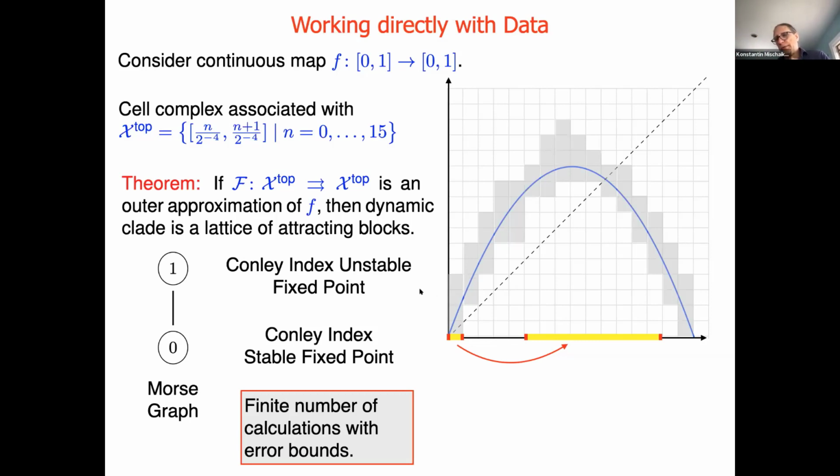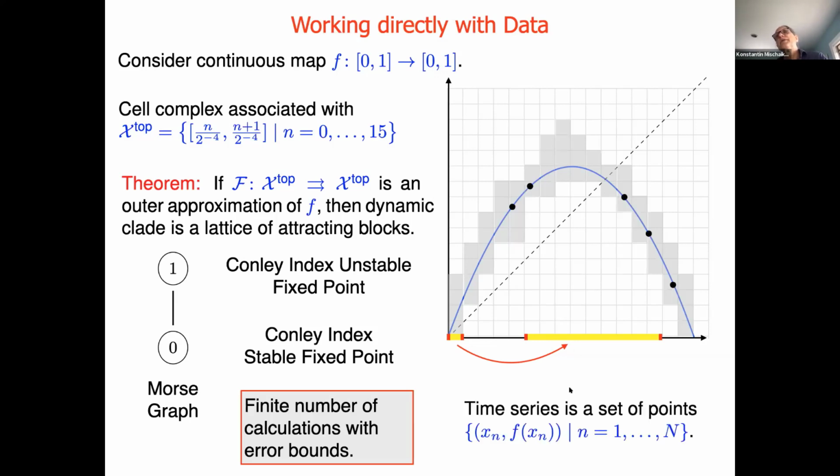Now, I realize this is probably not what you think of as data, taking a function and putting it through a computer, and that you might be more interested in looking at maybe some time series. So for me, time series would be a set of points, an initial condition, or a point and where it gets sent to, right?